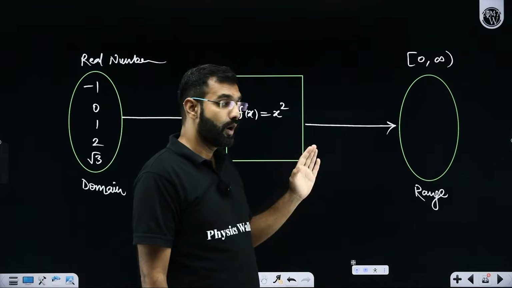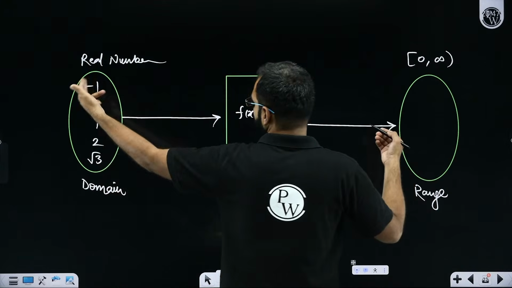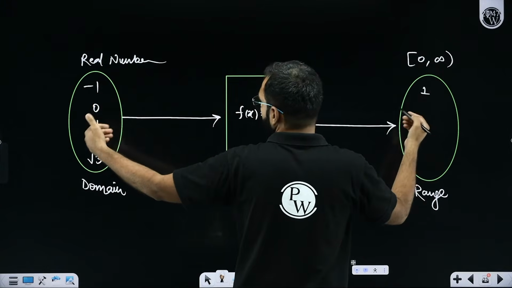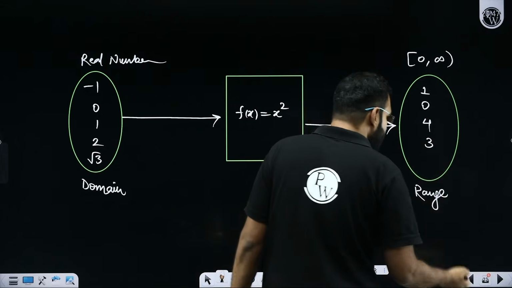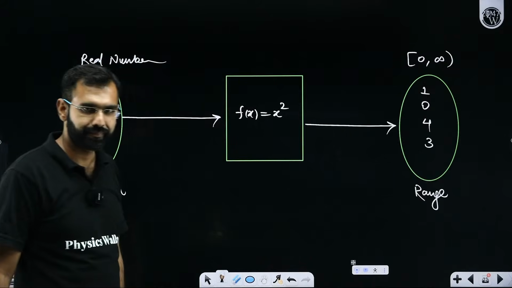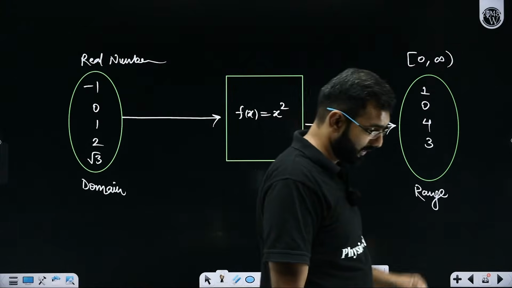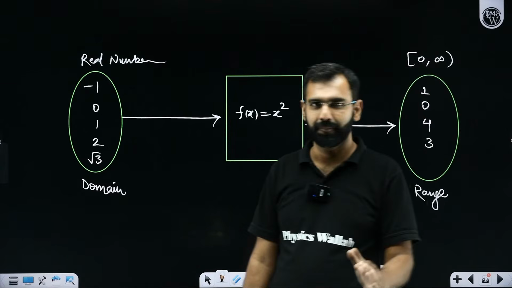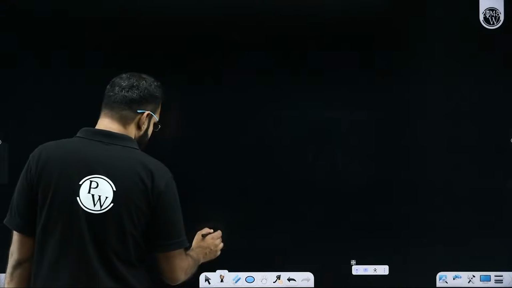So here, whatever inputs I process, those outputs will become non-negative. -1 squared will be 1, 1 squared will be 1, 0 squared will be 0, 2 squared will be 4, √3 squared will be 3, something like that. So I'll keep getting no errors. There is a difference between R plus and non-negative. Try and understand, there is a difference here.